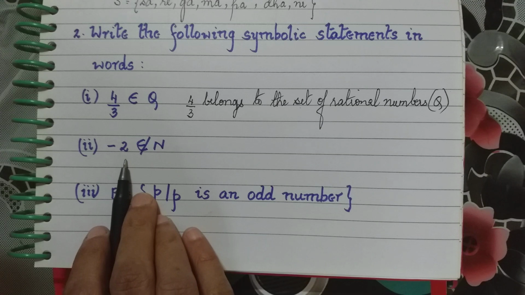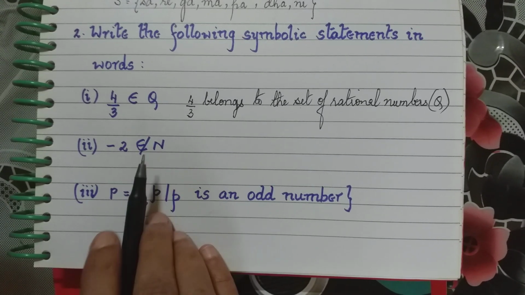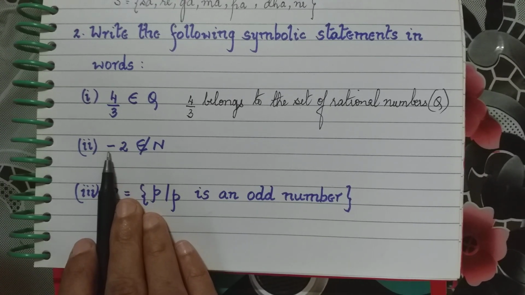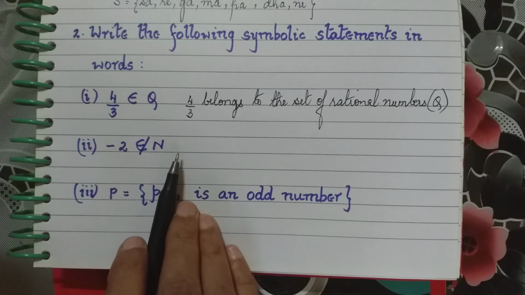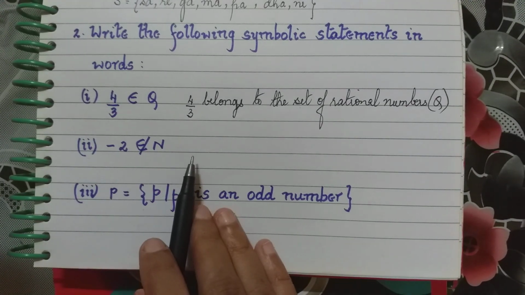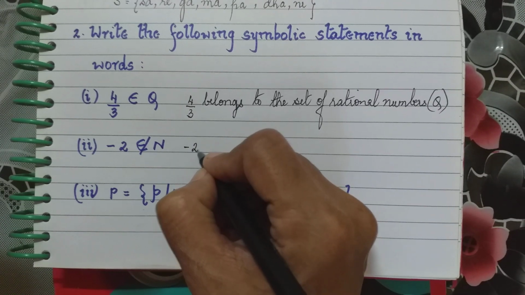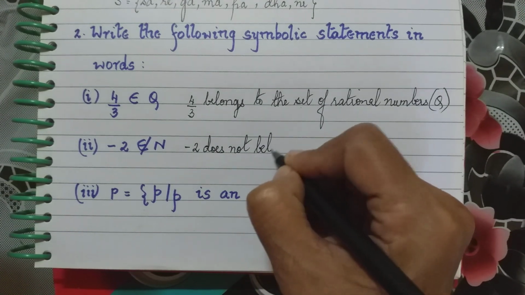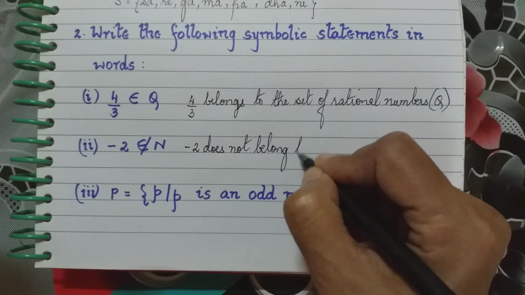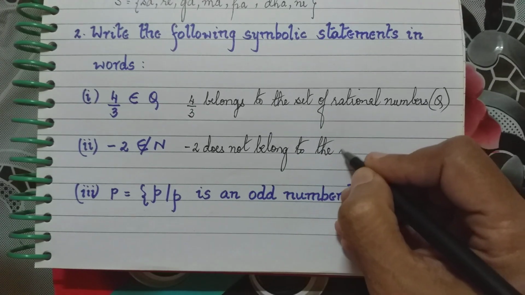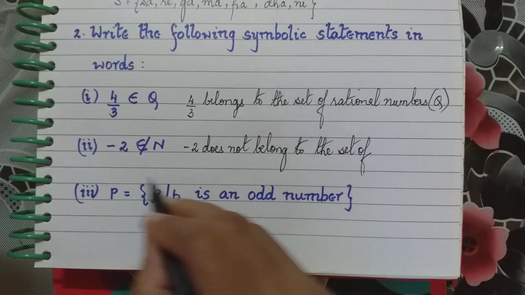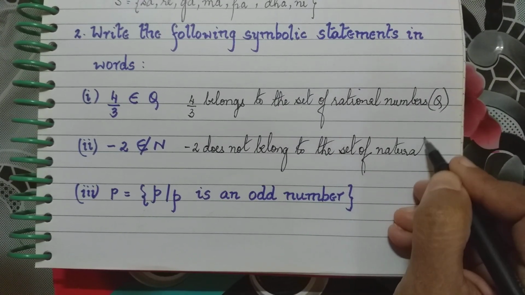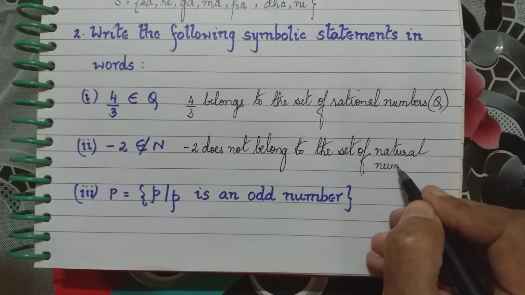Now here we have minus 2 and N, and in between, if you see the symbol, it is belongs to with a cut on it, which means does not belong to. So minus 2 does not belong to the set of, N is the set of natural numbers, so I write here: minus 2 does not belong to the set of natural numbers.